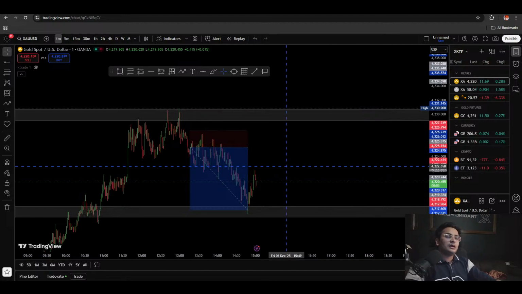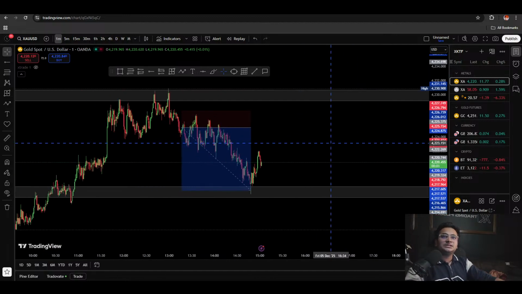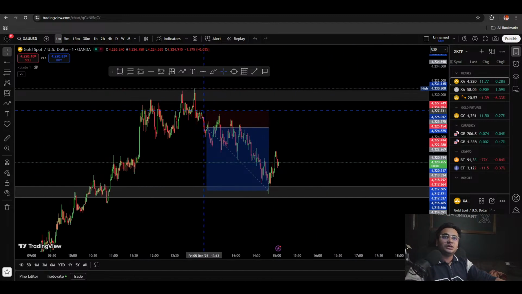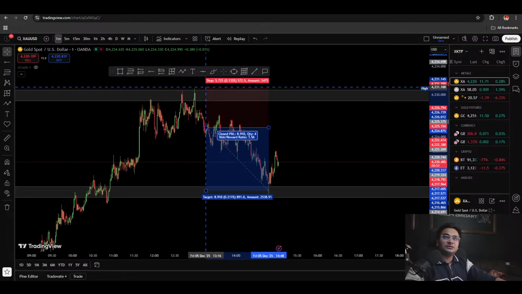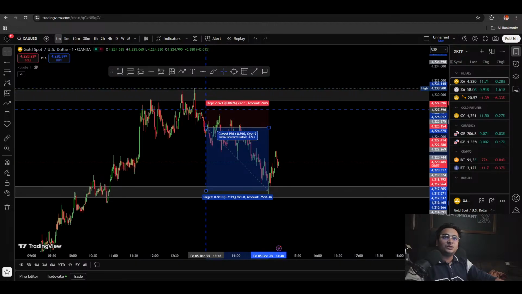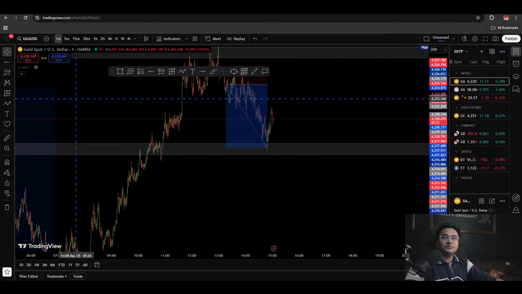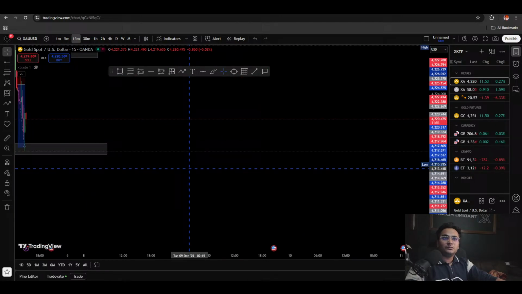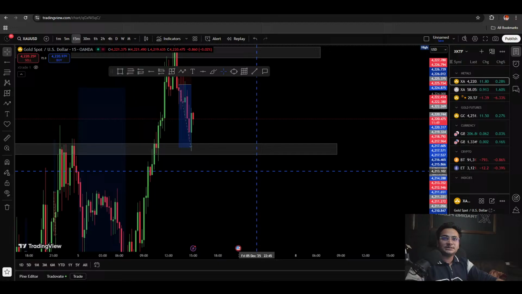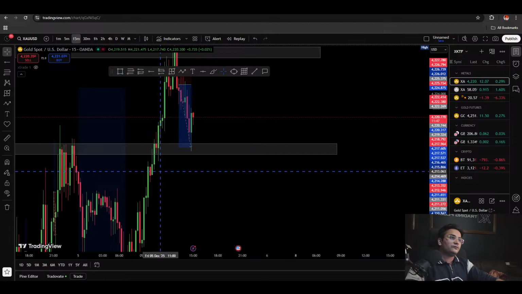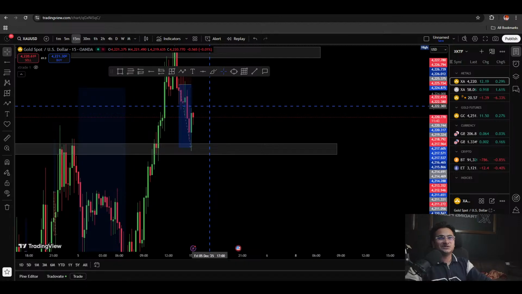Okay. But right now, this is what we have taken. Our initial SL was above this level. Then we trailed down once we hit this level. And our initial TP based on the 15-minute time frame was at this level, around 4213 or so. But anyway, we had to close when we saw this rejection.